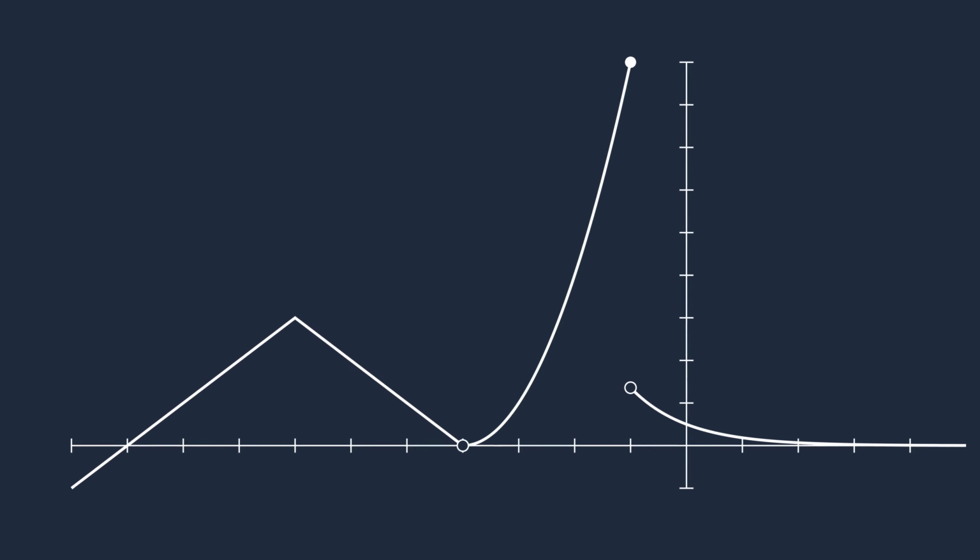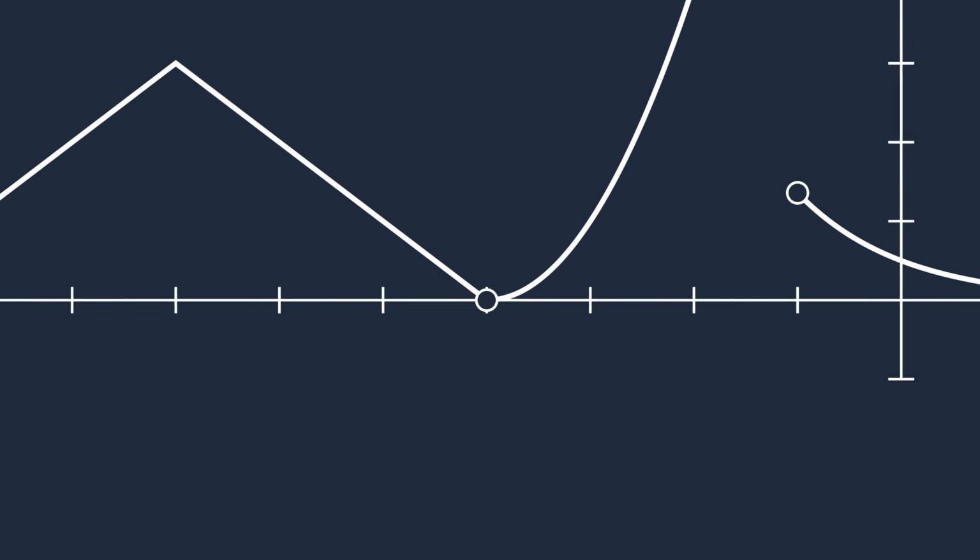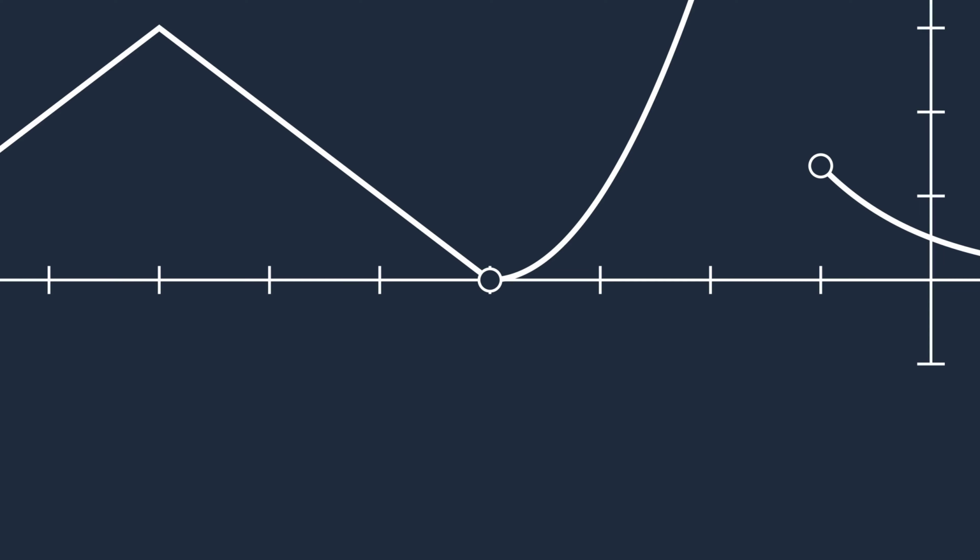Now, the second point. Here, we don't have a value, but rather a hole. But seeing from both the right and left, I can tell that the values approach the same value, even if the point itself doesn't exist.